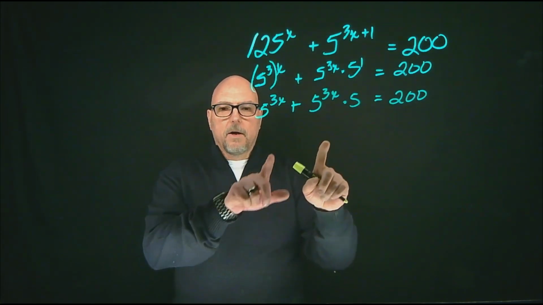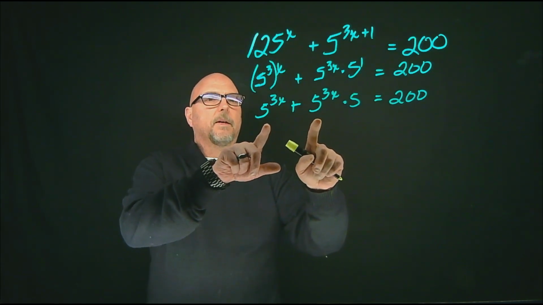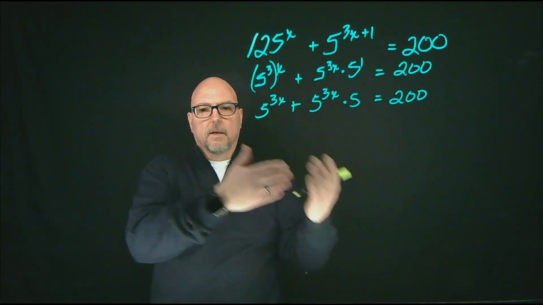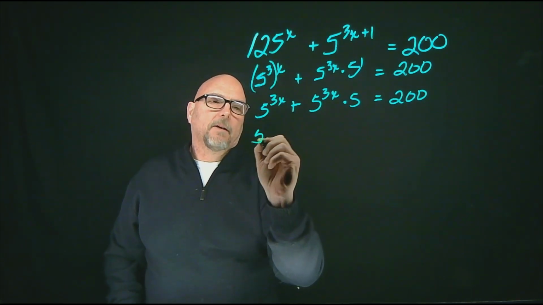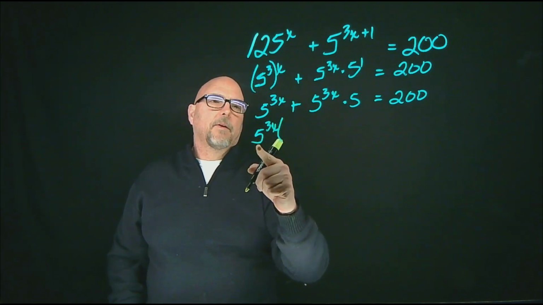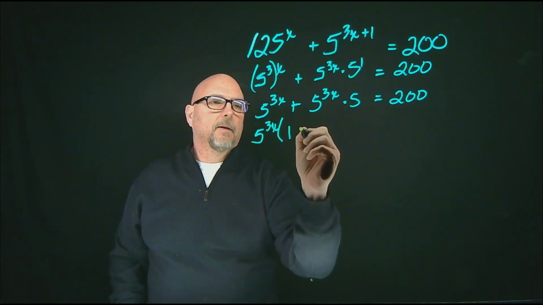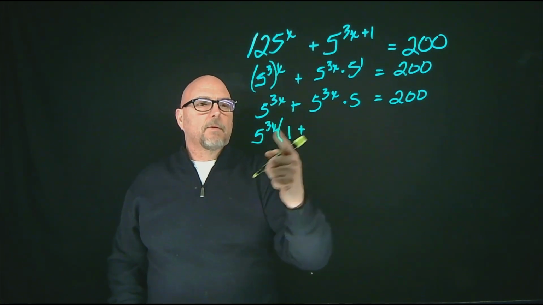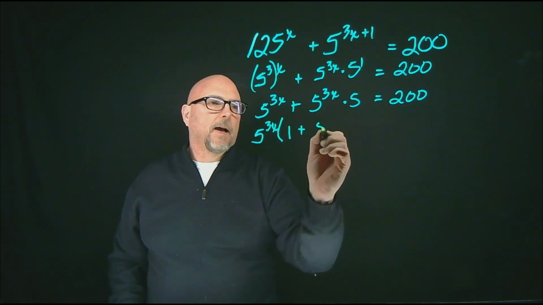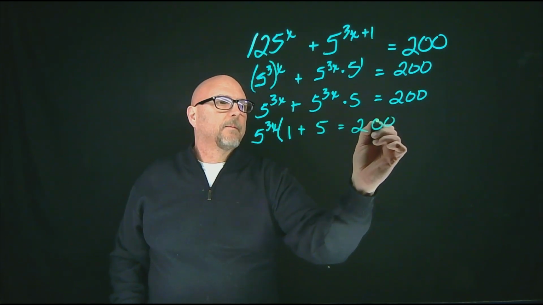All right, so we notice you have two common factors here. You have 5 to the 3x and 5 to the 3x. So we could factor that out, or undistribute it, if you will. So 5 to the 3x times 1 gives 5 to the 3x. So this is another somewhat complicated piece. The 5 to the 3x comes out here. The only factor remaining is the 5. So that equals 200 still.